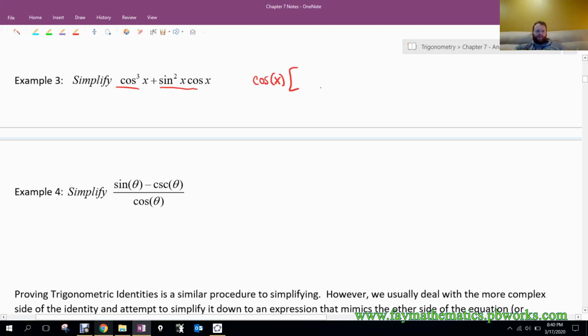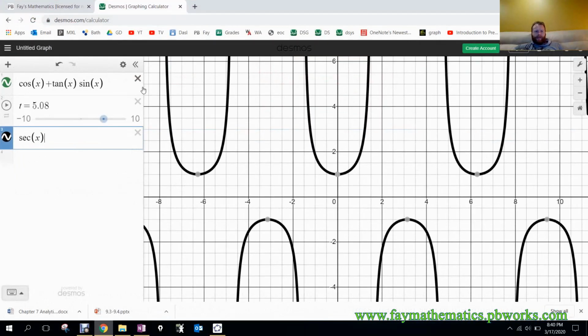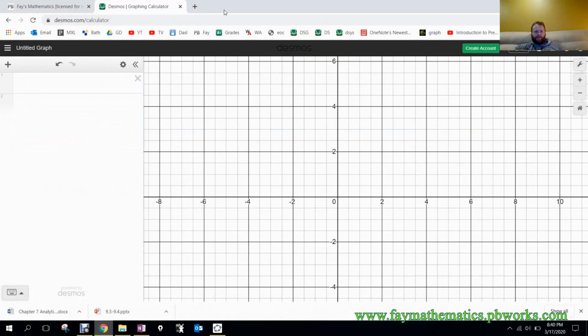To factor a cosine out of cosine cubed, it gives me cosine squared. Factor a cosine out of sine squared x cosine x, it's going to give me sine squared x. What is this? There's an identity right there. It's cosine x now times 1. So let's see if we make that connection here.